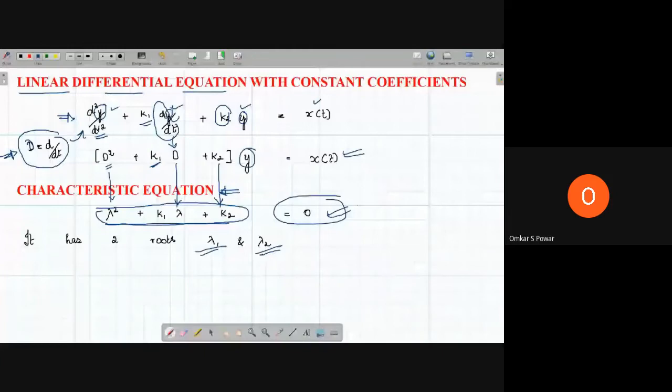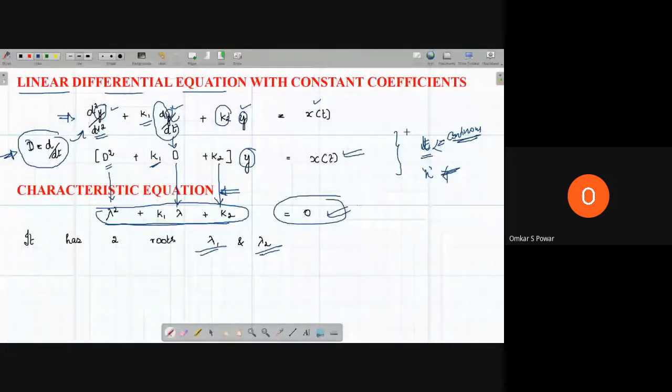Also note that whatever I am explaining to you is with respect to continuous time. For discrete, there is a separate formula. So whatever I am explaining is for the continuous case.